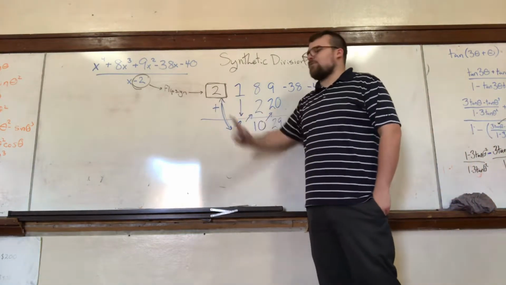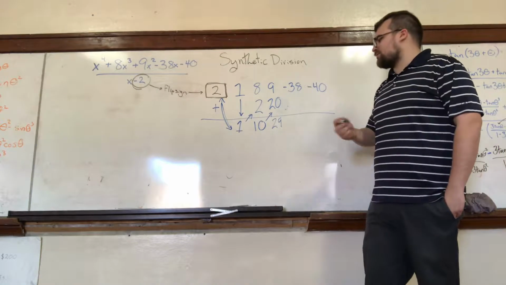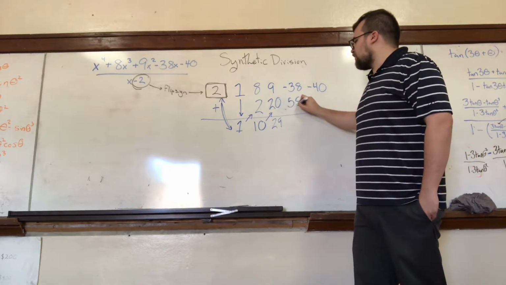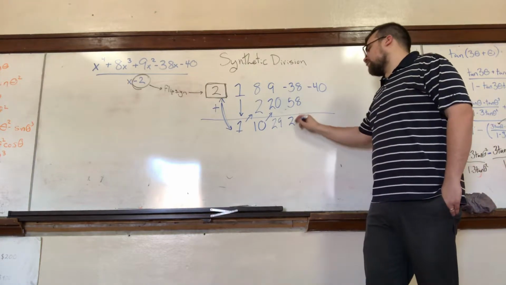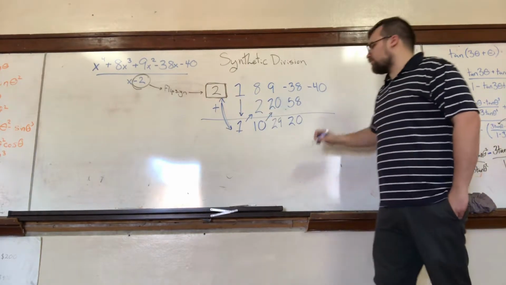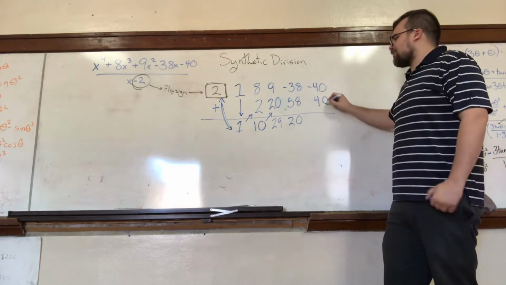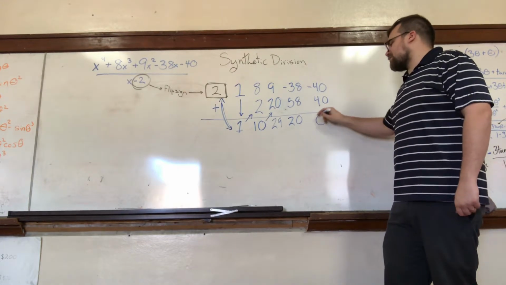It's going to multiply by what is in here. 29 times 2 is? 58. Negative 38 plus 58 makes? 20. 20 times 2? 40. Negative 40 plus 40? 0.